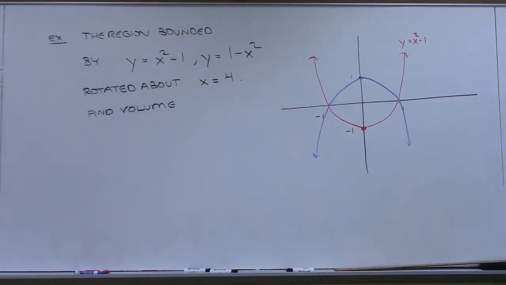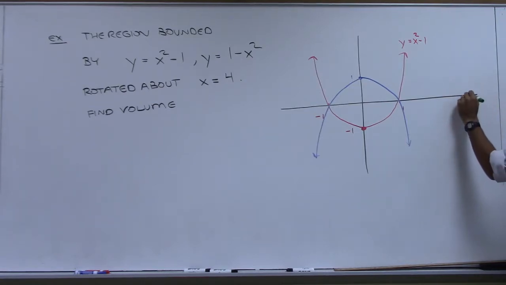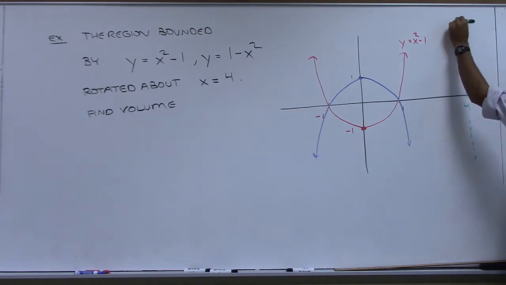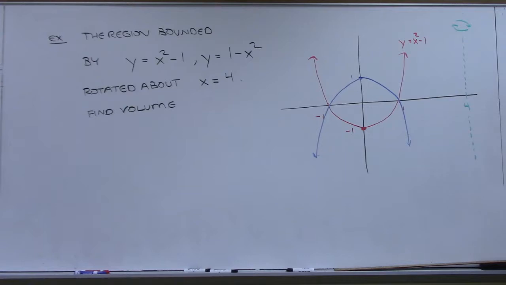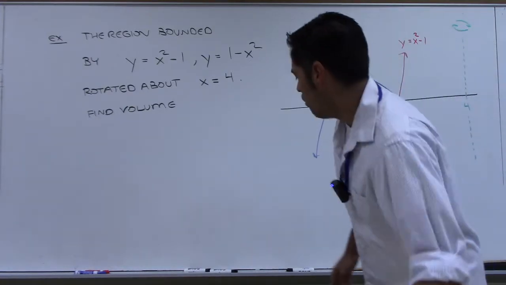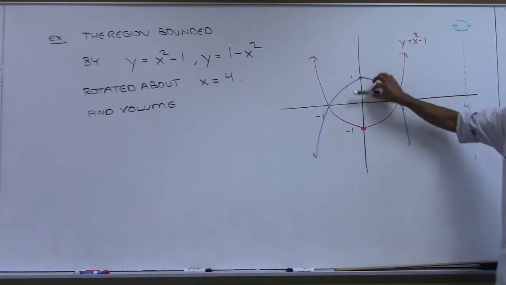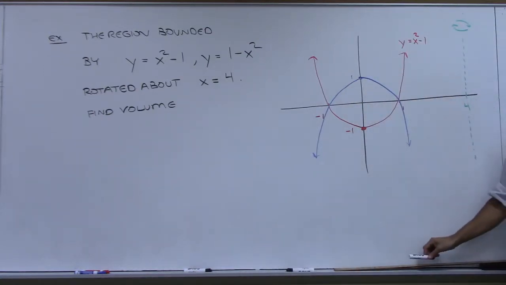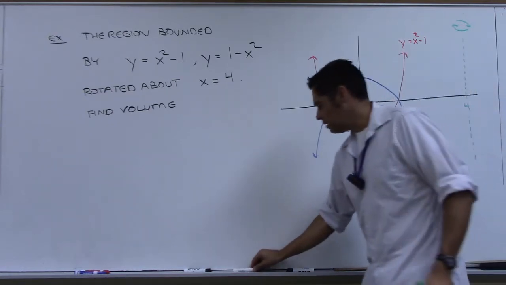Our axis of rotation is over here at x equals 4. I'm kind of out of room, so I'm just going to put it right here. Is that right? That's my axis of rotation. Are we all clear on why I cannot do horizontal rectangles? We're all clear on that? Okay. Yes? Zach? I didn't hear what you said.